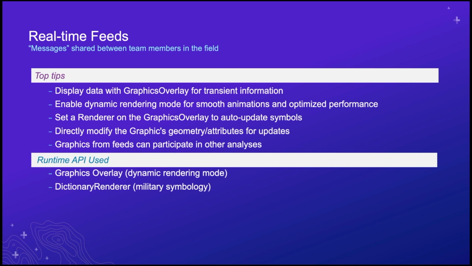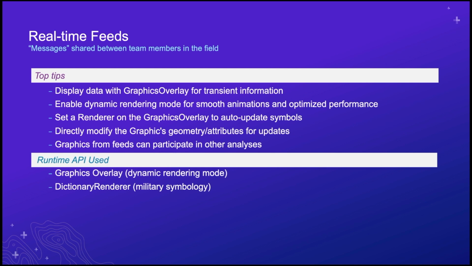The next tip is to set a renderer on your graphics overlay. Graphics can optionally contain the symbol itself, but it's more optimal to apply a renderer to the graphics overlay. This reduces your memory footprint, but it also simplifies your code because you don't need to be managing all of the symbols at the individual graphics level, and instead manage it at the renderer level.